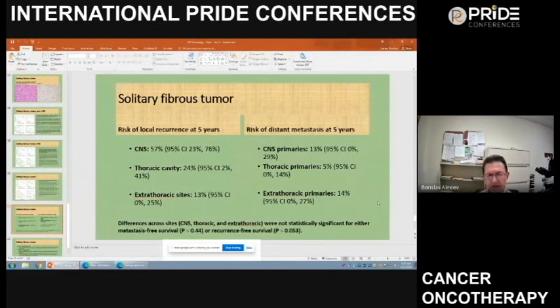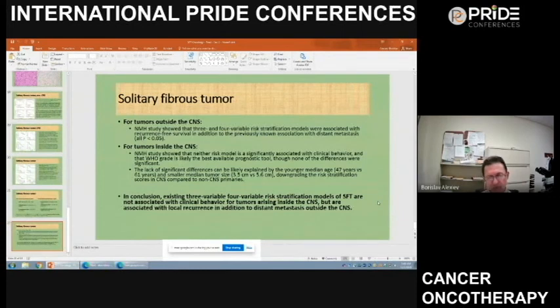As far as the local recurrence and the risk for distant metastasis at 5 years, the local recurrence rate for CNS cases was 57%, and the risk for distant metastasis 13%. For tumors arising in the thoracic cavity, in other words, in the lung and the pleura, the risk for local recurrence was 24%, and the risk for distant mets only 5%. And for extrathoracic sites, the risk for local recurrence was 13%, and the risk for distant mets 14%. Differences across sites, CNS, thoracic, and extrathoracic, were not statistically significant for either metastasis-free or recurrence-free survival.